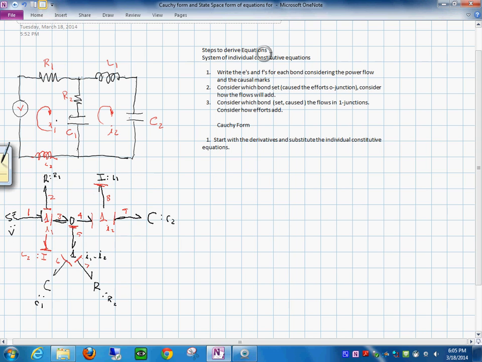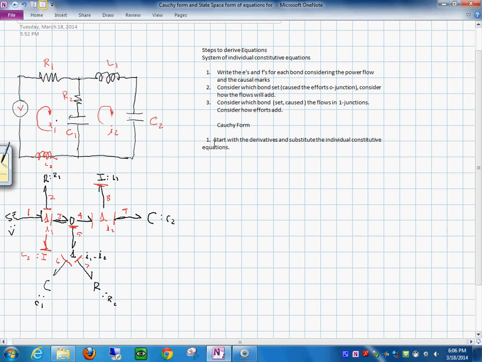So I have written a set of steps up here that can be used. The first thing is we write the E's and the F's in each bond, considering the power flow and the causal marks. To consider which bonds set or cause the efforts on a zero junction, consider how the flows act; or to consider which bonds set or cause the flows in a one junction, consider how the efforts act. Then derive the Cauchy form.